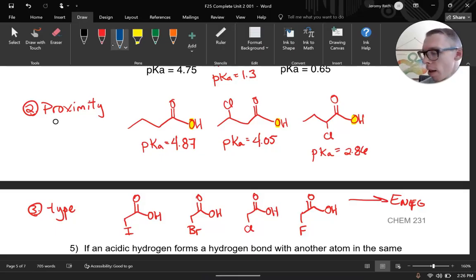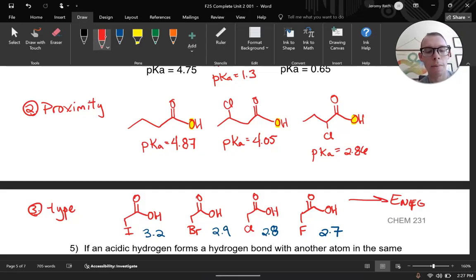If I look at the pKa values, this one will actually have a pKa value of 3.2, where the bromine is going to be 2.9, and then 2.8 and 2.7 for the other 2. So as I become more and more electronegative, I'm going to have stronger inductive effects because I'm able to stabilize more because of my electronegativity.